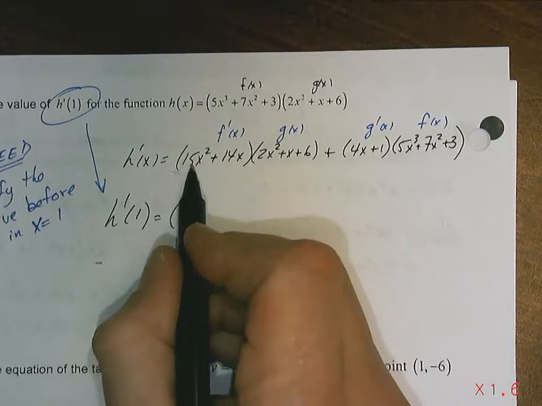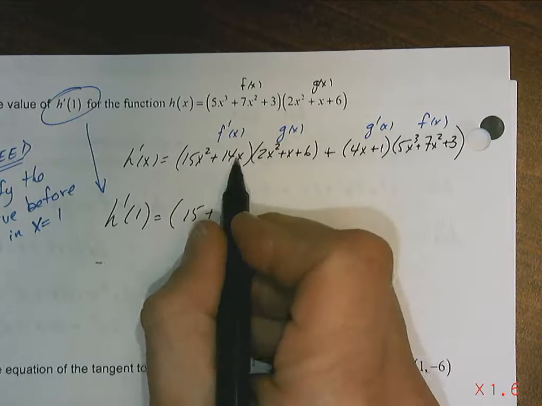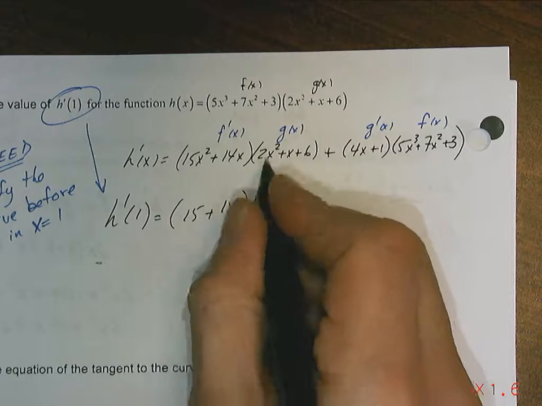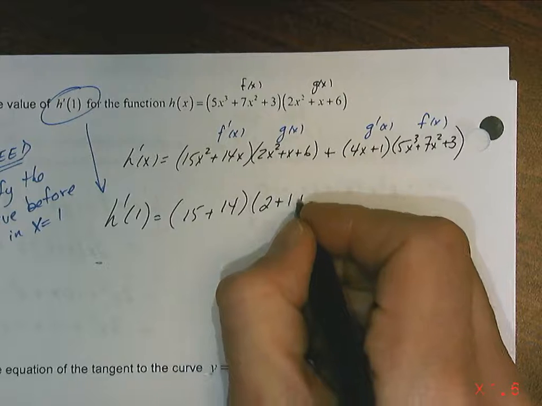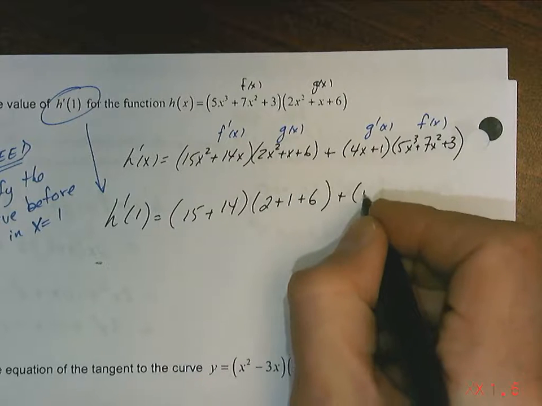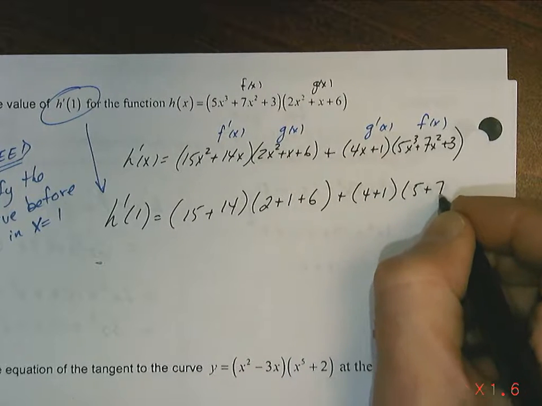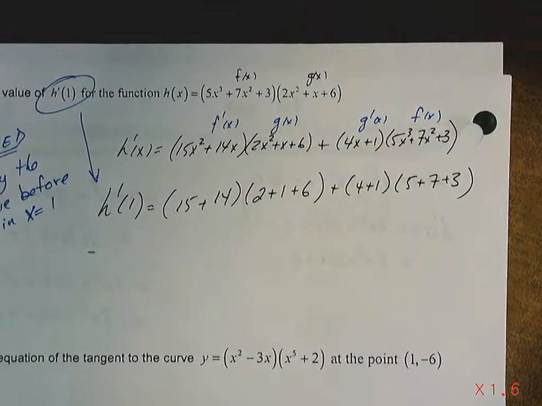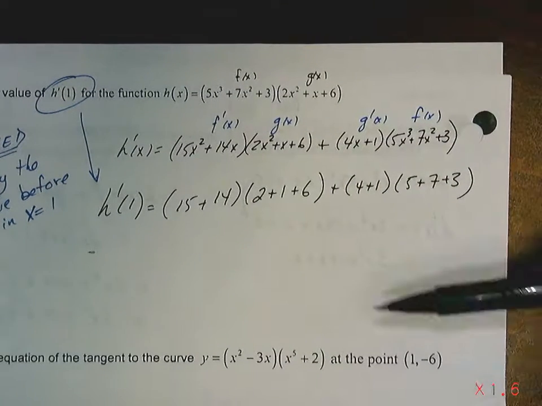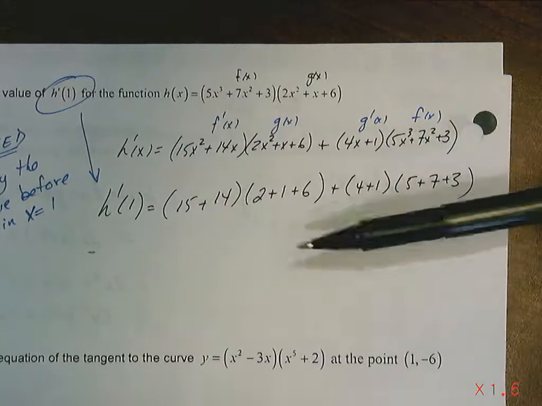I'm going to say 15 times 1 squared is 15. Plus 14 times 1 is 14. That's going to be 2, 1, and 3. Oh, sorry, 6. This is going to be 4, 1. And this is going to be 5, 7, and 3. Now you've just saved yourself a ton of time. And if this is on a test, and if you're not going to be skillful with this, your time's going to be a problem.